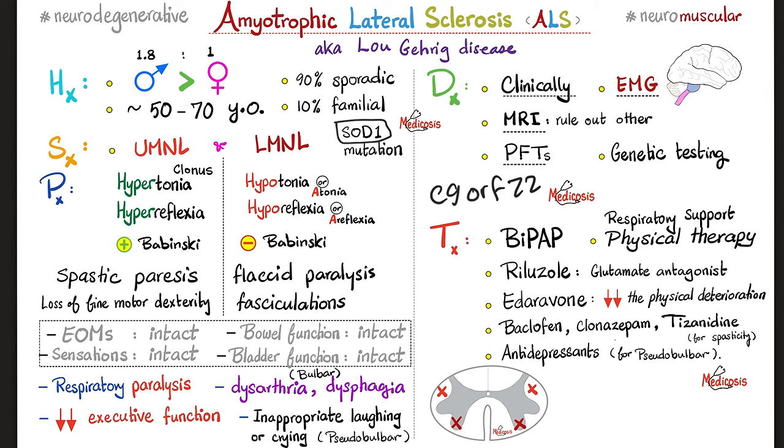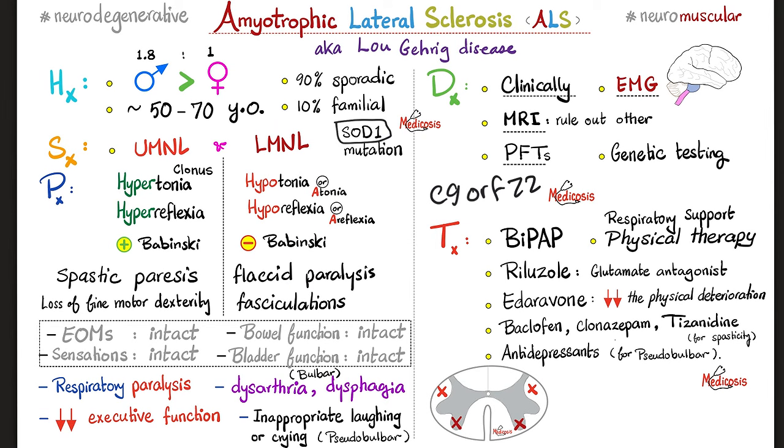Next, the prevalence of ALS is about 5 cases per 100,000 population. Signs and symptoms and physical exam findings of ALS. We have upper motor neuron lesion and lower motor neuron lesion. Because I have upper motor neuron lesion, we have hypertonia and clonus, hyperreflexia and positive Babinski. And I have lower motor neuron lesion, hypotonia or atonia, no tone, hyporeflexia or areflexia, and negative Babinski. Upper motor neuron lesion, spastic paresis, the muscles are stiff. Lower motor neuron lesion, flaccid paralysis, the muscles are soft.